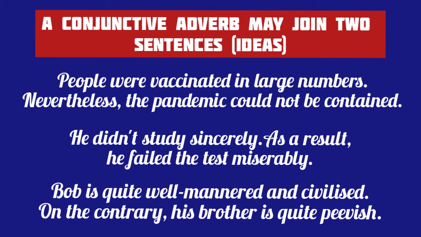In the second example, as a result is a conjunctive adverb showing the relationship of consequence between the two sentences. In the third example, the conjunctive adverb on the contrary indicates a relationship of contrast between the two sentences. So when two sentences are connected, the conjunctive adverb usually comes at the start of the second sentence and it is set off with a comma.